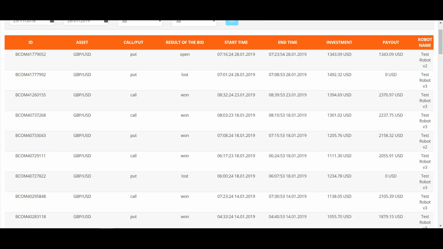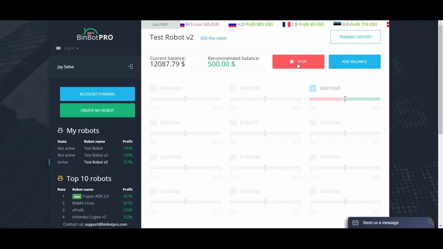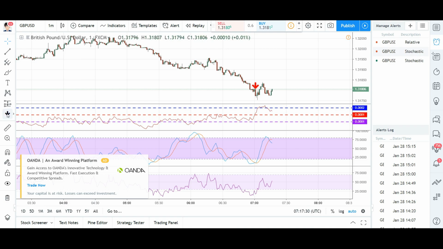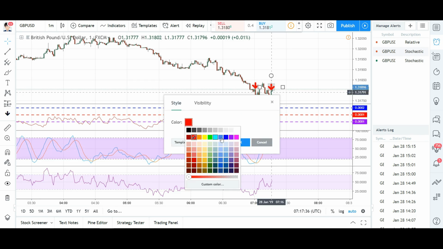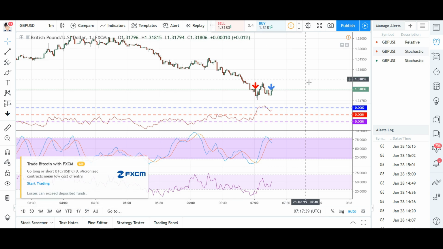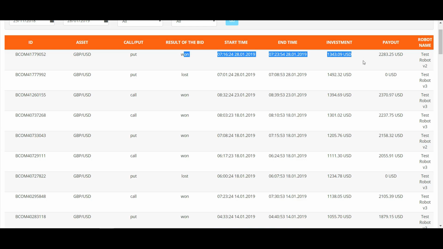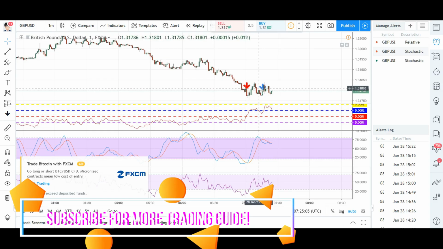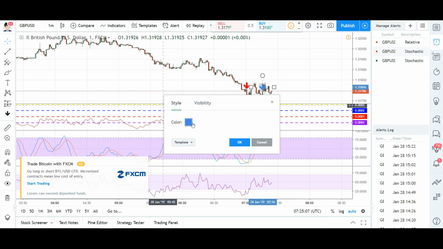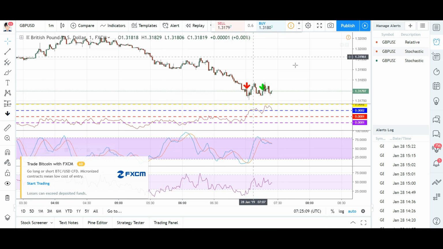We have a put trade at 7:16. I'm going to turn off the robot and then put in an arrow at 7:16. Alright, let me change the color. Okay, alright guys, so we're back. This time we actually won. We won our trade, so my balance is at 14,000 again. Let me change this arrow to green.